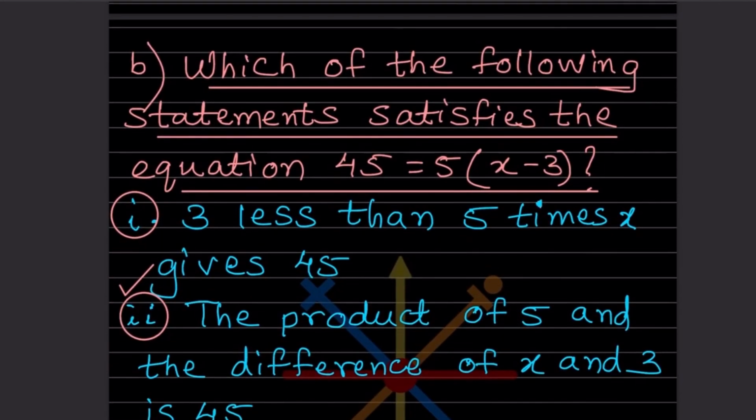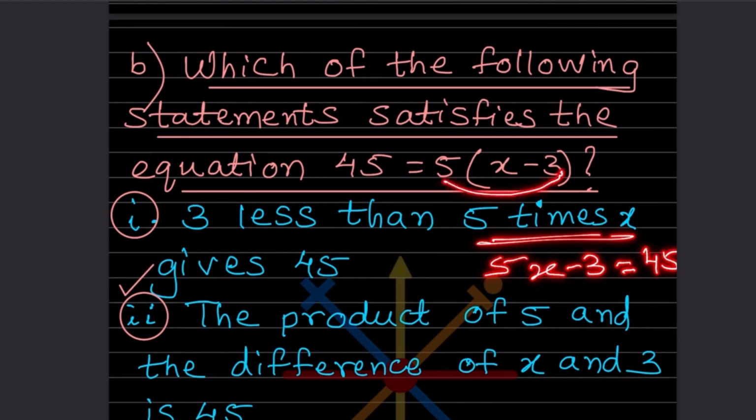Now look at the second one. It says, which of the following statements satisfies the equation 45 is 5 into x minus 3? There is actually a multiplication sign over here, which we cannot see. So 45 is equal to 5x minus 15, we have to expand this one. Let us see which statement matches. 3 less than 5 times x gives 45. So 5 times x means 5x, and 3 less means minus 3, gives 45, meaning is equal to 45. So this is not possible because this should be 15.